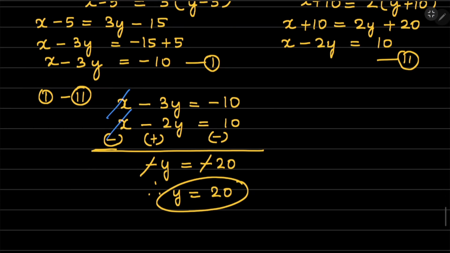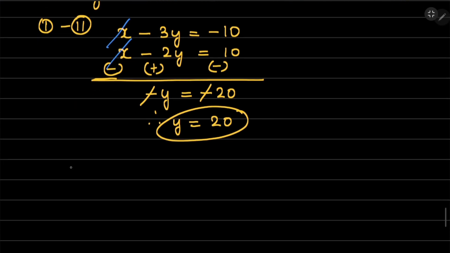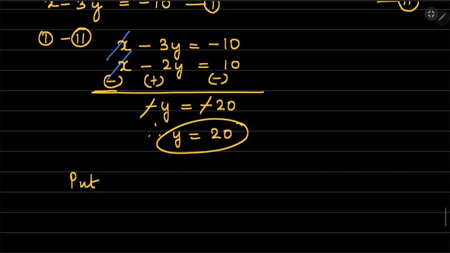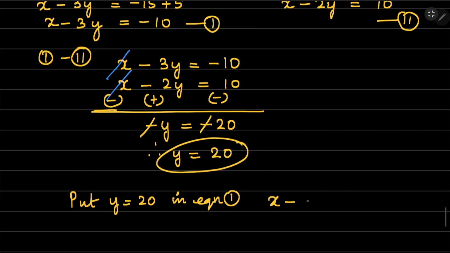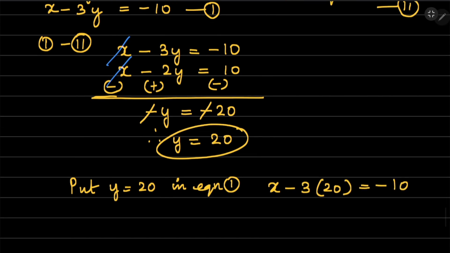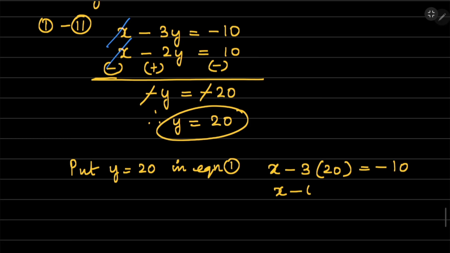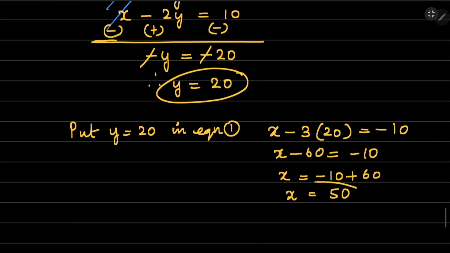And then you can put in any one of the equations. So I'll just put it in equation 1. Put y equal to 20 in equation 1. What is equation 1? It is x minus 3y equal to minus 10. Y is 20, so x minus 60 is equal to minus 10. X is equal to minus 10 plus 60, which is 50. Therefore, 60 minus 10 is equal to 50.